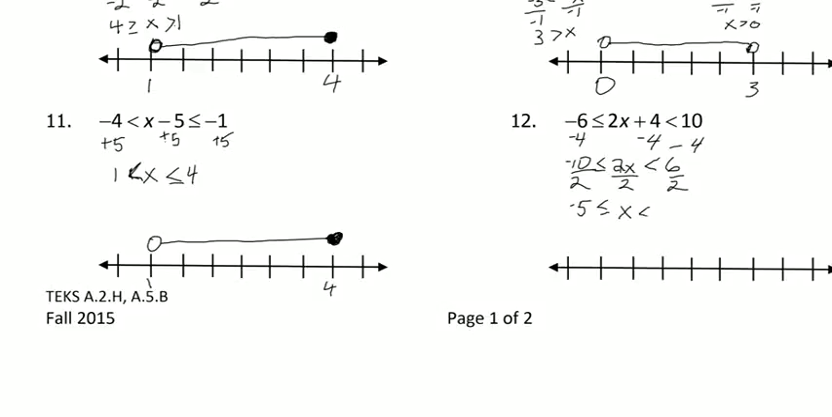So we're going to put a negative 5 here. We're going to put a 3 up here. That's going to be an open dot and a closed dot. And then we connect those dots. And there we have it.